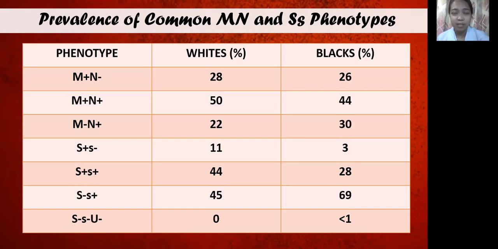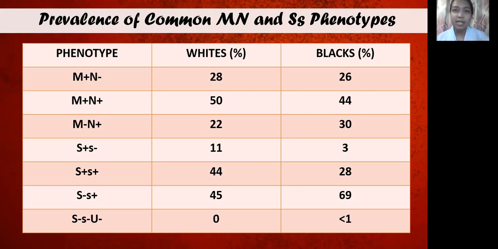S positive, s positive is 44% in whites and 28% in blacks. S negative, s positive is 45% in whites and 69% in blacks. In the last phenotype, S negative, s negative, U negative, it is 0% in whites, while in blacks it is less than 1%.